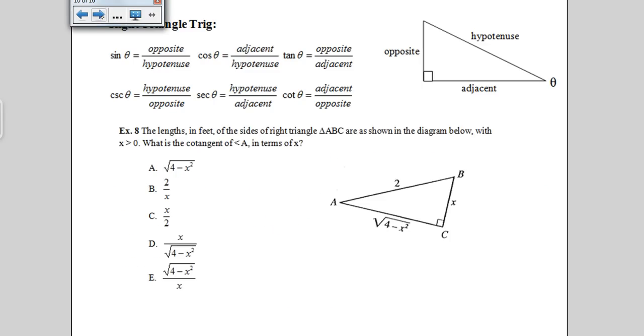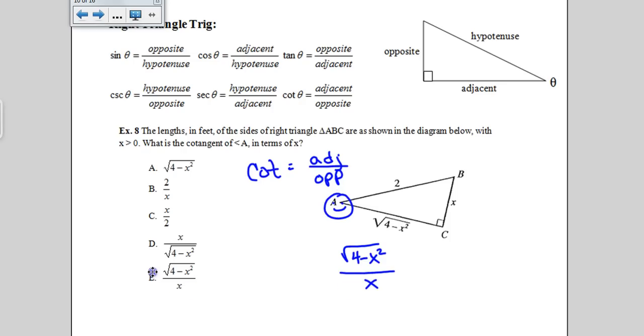Okay, the next question says, what is the cotangent of angle A? Well, again, you need to know the formula, and once you know the formula, it's really easy. Cotangent is adjacent over opposite. So here's A, there's our reference point. Adjacent to you would be the square root of 4 minus x squared. And then opposite of you would be x. So I think the answer is E.